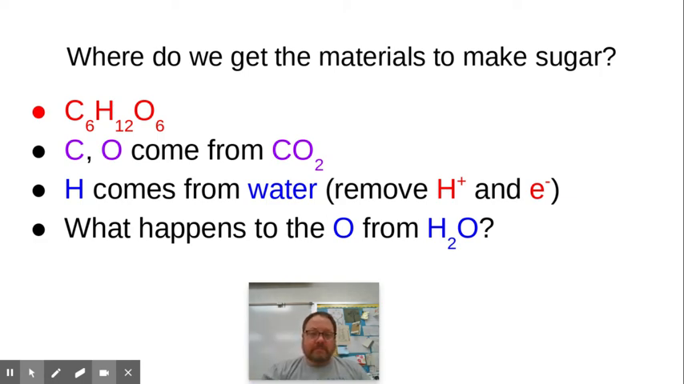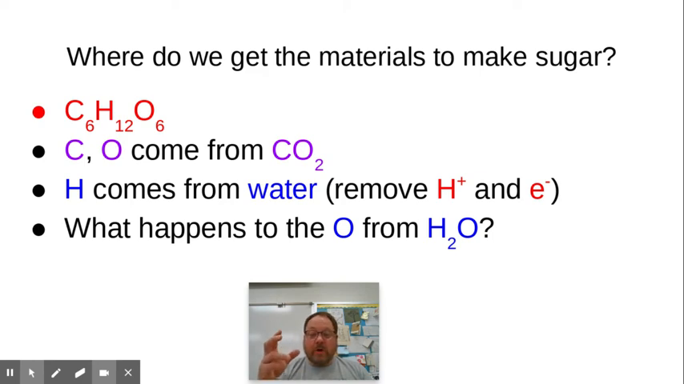The oxygen in glucose also comes from carbon dioxide. The H comes from H2O. So we'll look at the light reactions and how you split apart water. But the hydrogen in glucose comes from water. So again, you can think about sugar, but the physical material of sugar comes from a gas in the air and then water. So it's really pretty spectacular what photosynthetic organisms can do.